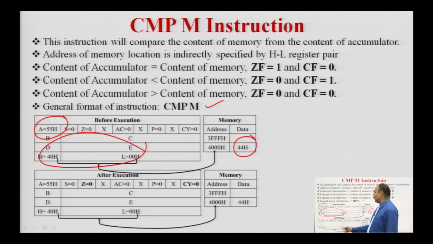Since the content of the accumulator is greater than the content of the memory location, it satisfies condition 3. So, in this case the zero flag and carry flag are both reset. Here the zero flag remains reset and the carry flag remains reset to reflect the result of the operation. Since this third condition is satisfied, both the zero flag and the carry flag are reset to reflect the result of the operation.